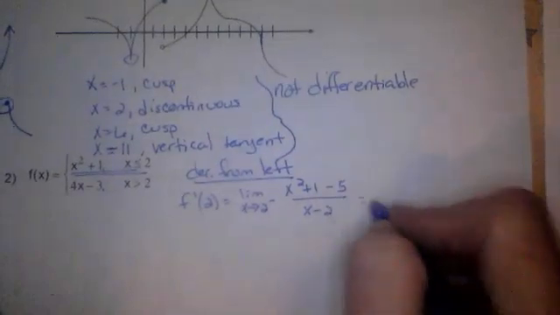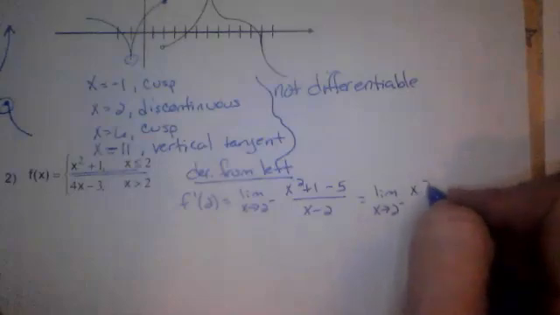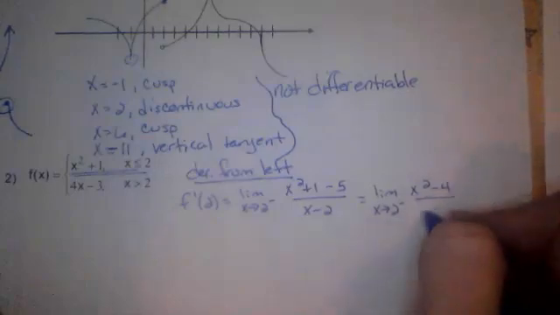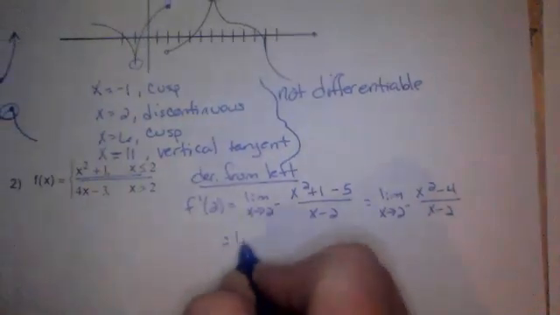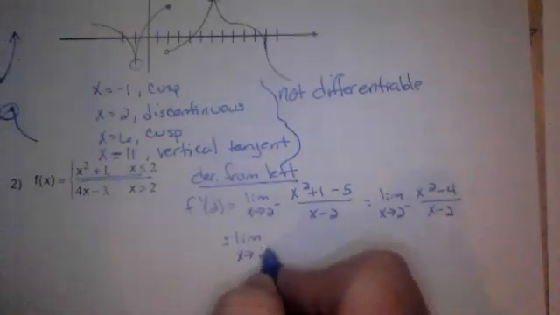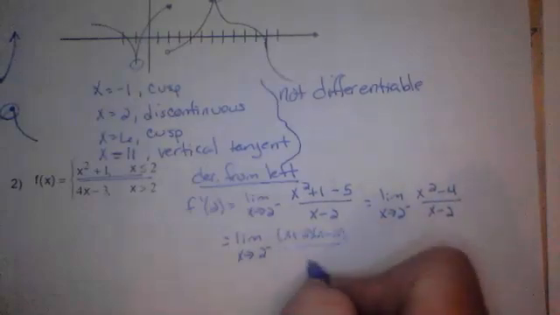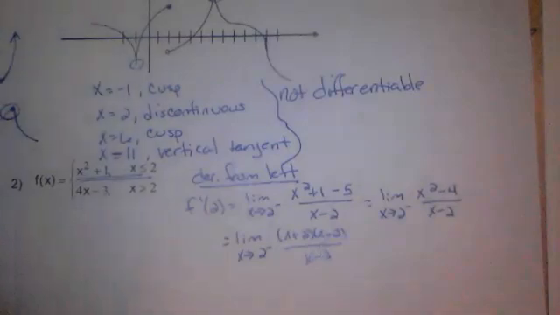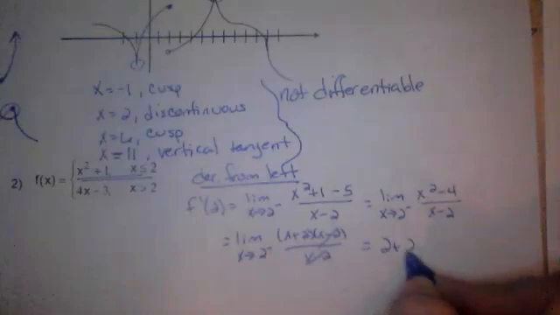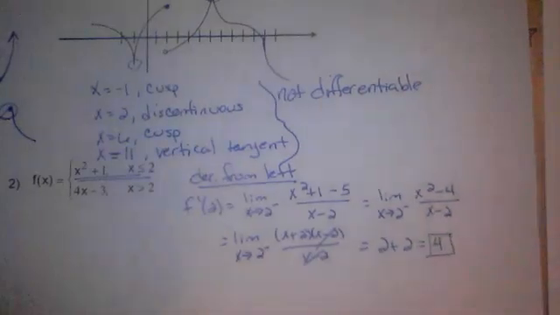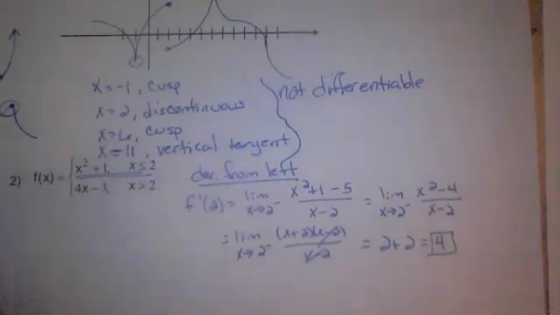And so we have the limit as x approaches 2 from the left of x squared minus 4 over x minus 2. And so we can factor that out. Have x plus 2, x minus 2 over x minus 2. X minus 2 divide out. So now I can plug in my 2 and I get 2 plus 2 is 4. So the derivative from the left is 4.